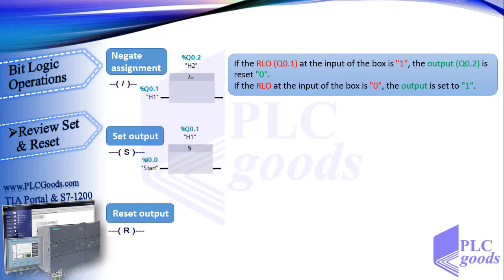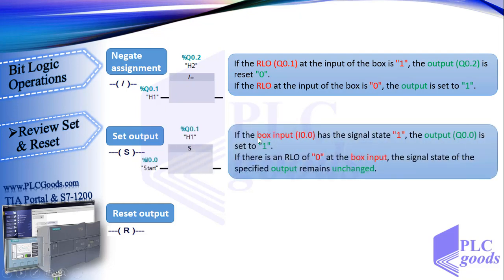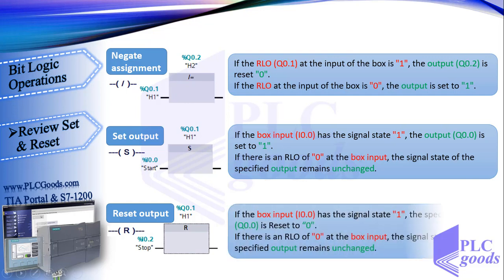Well, this is the symbol of set in FBD. If the box input has the signal state 1, the output, here Q0.0, is set to 1. If there is an RLO of 0 at the box input, the signal state of the output remains unchanged. This is the symbol of the reset instruction. Unlike set output, in this instruction, when its input has the signal state 1, its output is reset to 0. Otherwise its output remains unchanged.